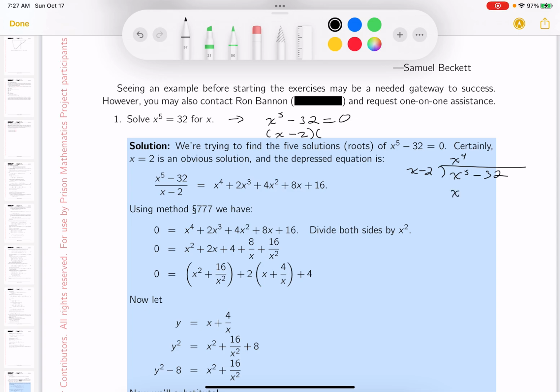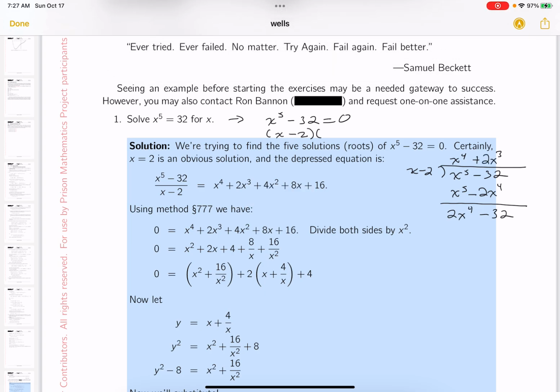That would give you x^5 minus, let's see, 2x^4, right? Subtract, you get 2x^4 minus 32. You keep repeating. Again, just doing some side work over here. That's going to be plus 2x cubed. What do you get? 2x^4 minus 4x cubed. Subtract 4x cubed minus 32. Let's keep going.